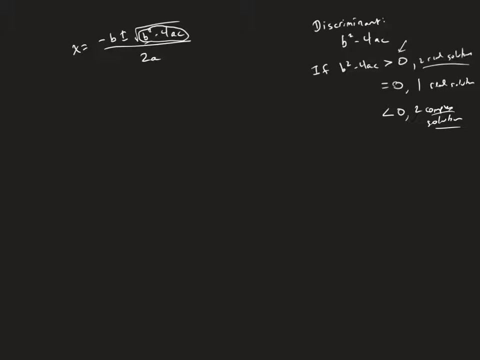Another way, however, that you may be asked to use the discriminant is like this. If I give you, say, a quadratic equation, let's say 2x squared plus 5x plus some number m equaling 0. And then I tell you that this quadratic equation has no real solutions. And then I ask for the possible values of m.